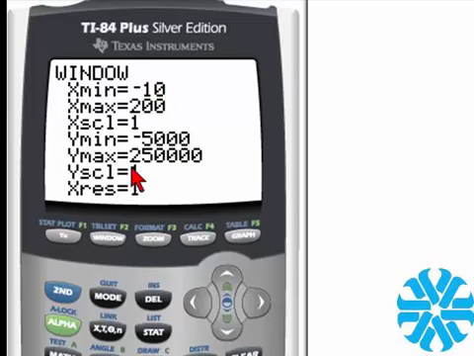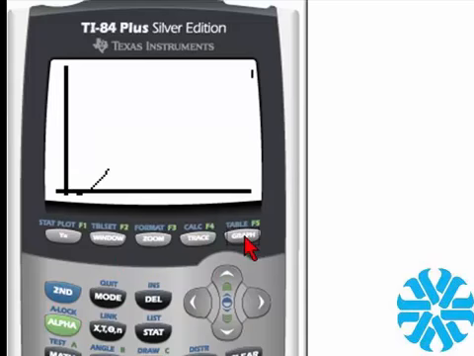All right, and let's make the scale, the increments, every 1,000, and this one will keep as 1. That's fine. So let's graph it and see what happens. Well, at least we see something now. So this gives us a good picture here.